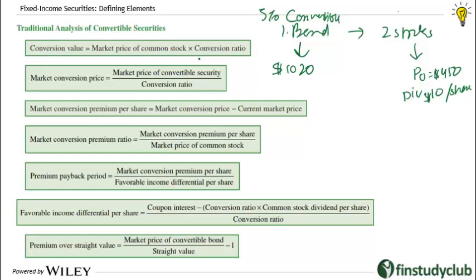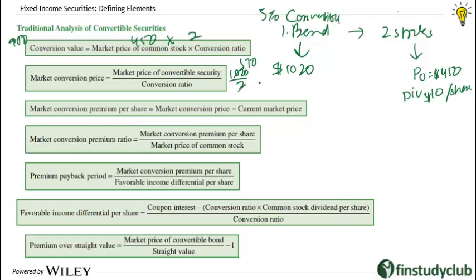Conversion value is the market price of common stock times the conversion ratio. So 450 times 2. So that's 900. Your conversion value is going to be 900. Okay. So that essentially tells you that if today I were to convert this bond into stock, the worth is going to be $900. The market conversion price is the market price of the convertible security divided by the conversion ratio. So it's 1,020 by 2, which is essentially 510.